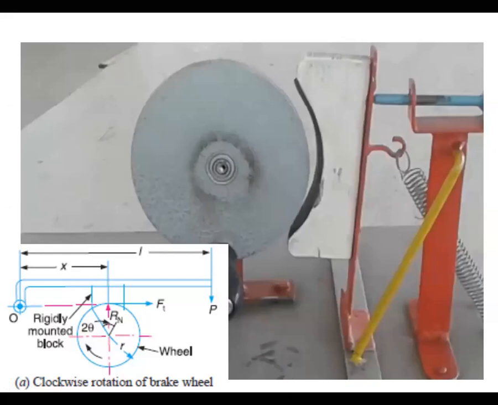Whenever we apply force, the kind of force is a tangential force, because the force acts in the tangential direction against the rotating wheel or drum. That is why this is called a tangential force shoe brake. The force is applied and acts against the drum, so that the speed is reduced.